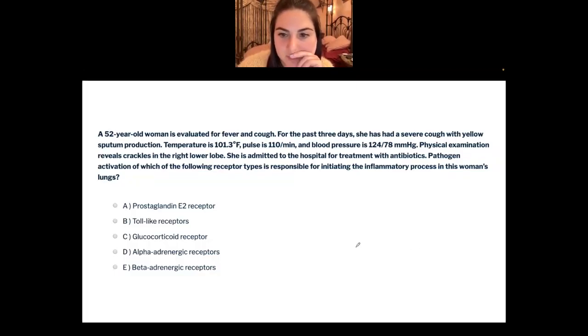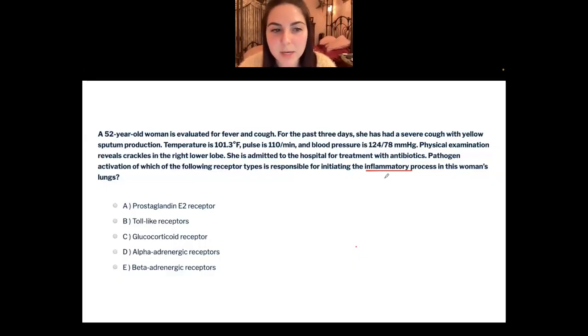Okay, I'm going to go through this one, slowing down a little bit. If you just read the last sentence, which of the following receptor types is responsible for initiating the inflammatory response? Inflammatory response, innate immune system, right? We get that innate immune activation when our PRRs, our pattern recognition receptors, bind to the PAMPs, the pathogen associated molecular patterns. That's one of the things that happens in the innate immune response.